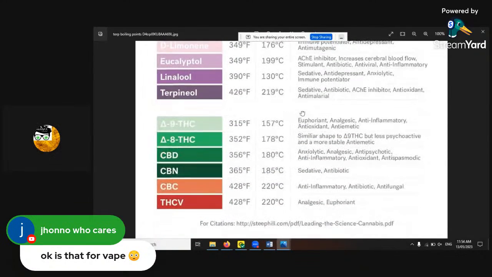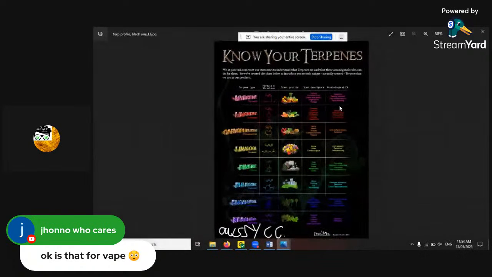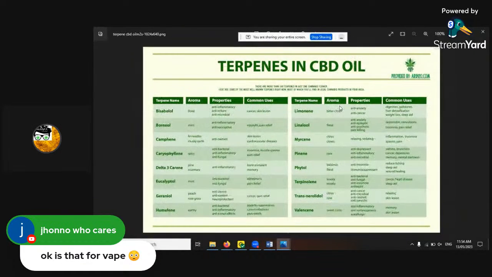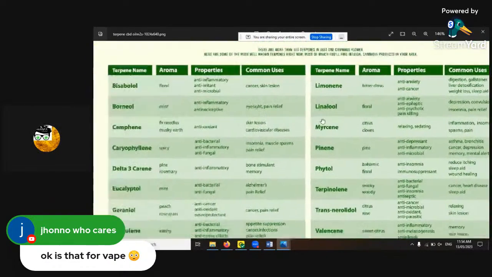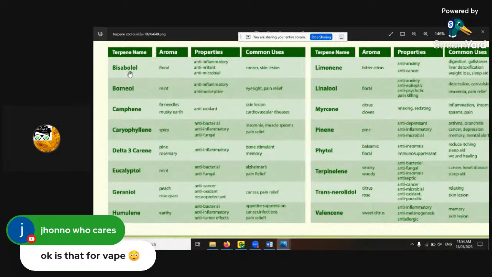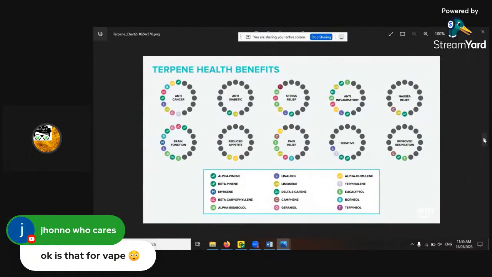I've already been through that. Terpenes and CBD oil. Well, they must support CBD oil, but in medical terms, a terpene is a terpene. Bisabolol, floral, with antimicrobial, anti-irritant, anti-inflammatory properties. That's right. Phytol, yes, that's the go. Let's try to get more temperatures. Terpene health benefits, yes, there's heaps.